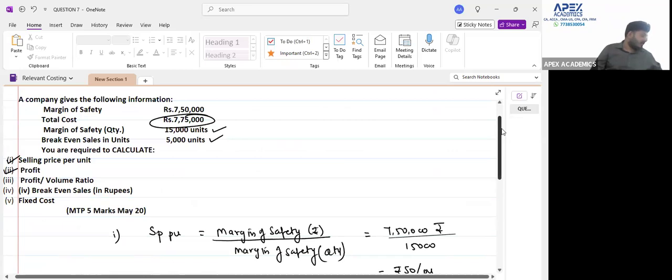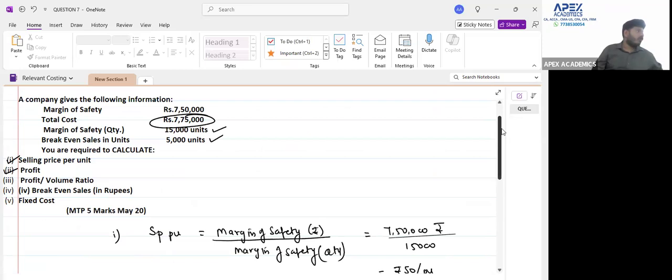What are they asking us in this question? Profit volume ratio. Now, what is the formula for profit volume ratio? Fixed cost upon contribution per unit.